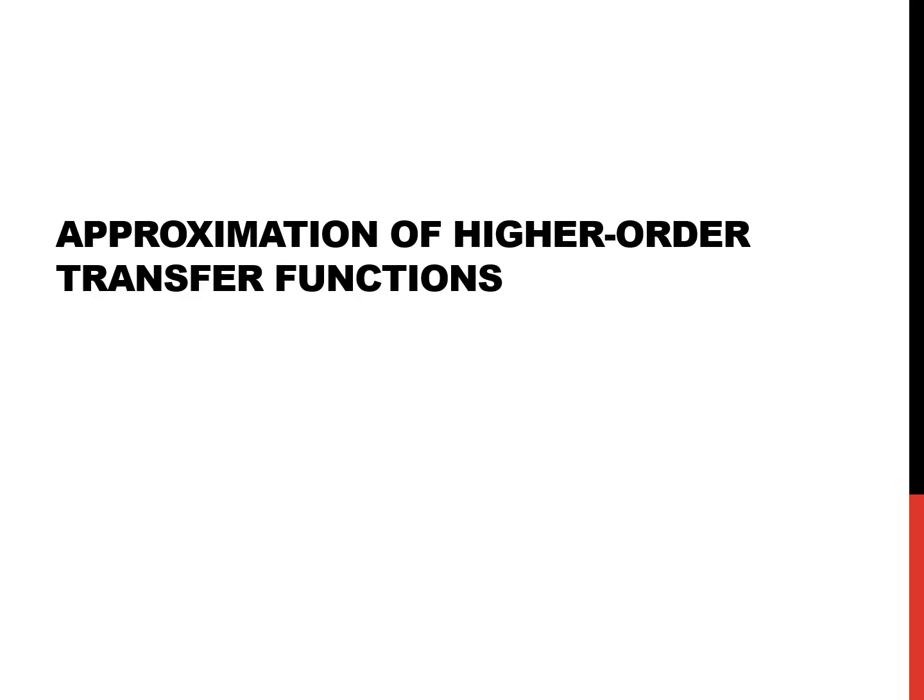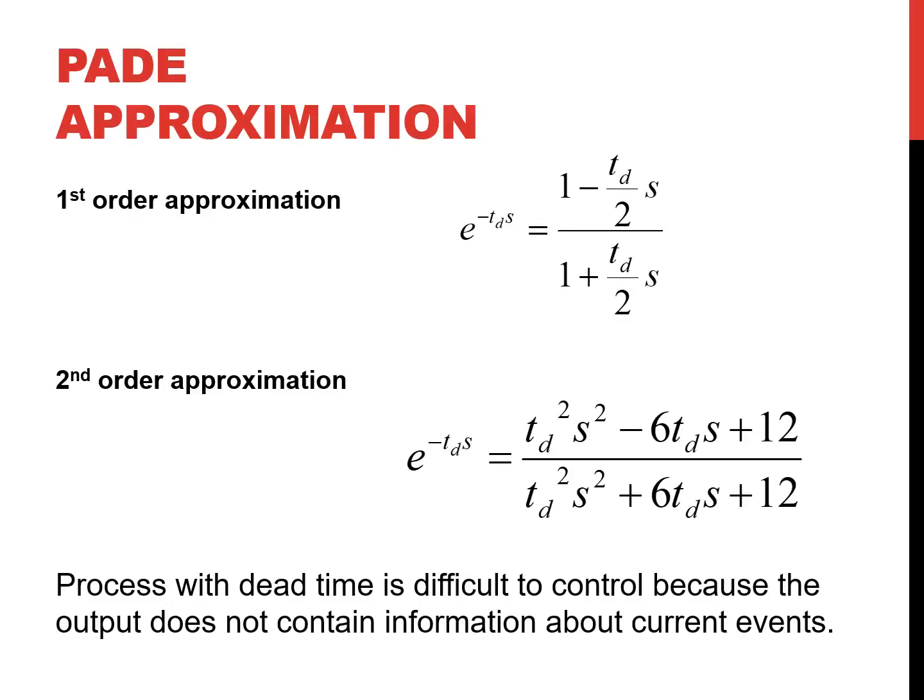It becomes complicated. So what we can do is try to approximate the higher order transfer function. The approximation means we try to simplify the higher order transfer function into a first or second order. So how to do the simplification? In order to reduce the higher order into a simple order transfer function, we can use what we call the Padé approximation.